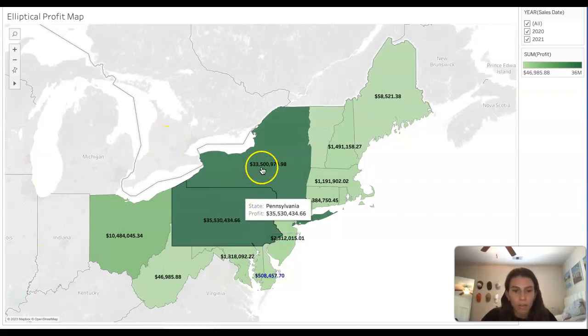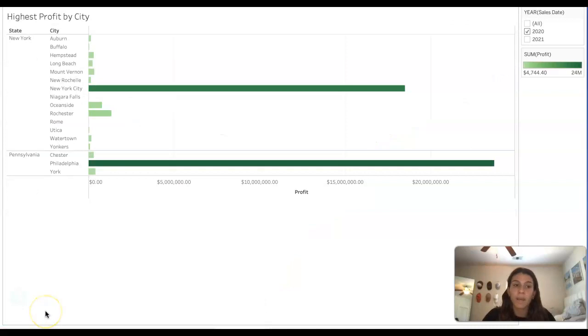So they're obviously darker. I wanted to expand on this, so I filtered in all of the cities from each state, and I wanted to see how they matched up. We see that New York City has the highest profit in New York State, and then Philadelphia has the highest profit in Pennsylvania.